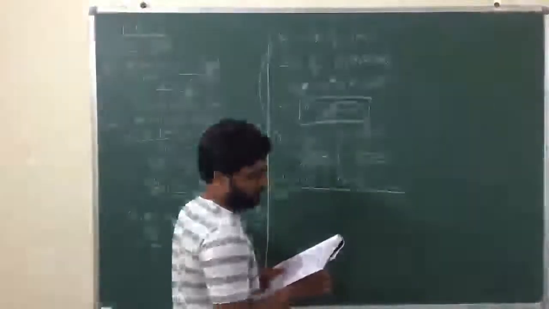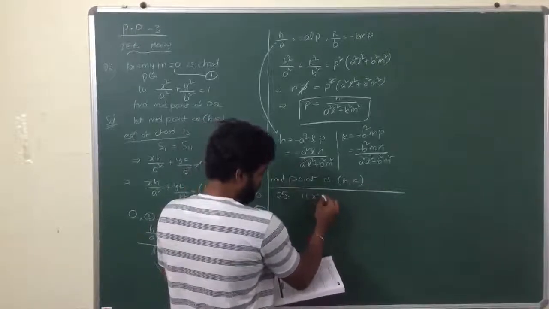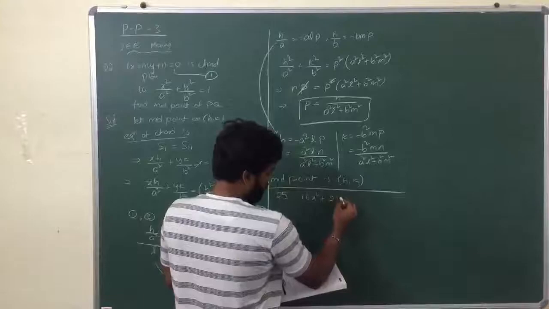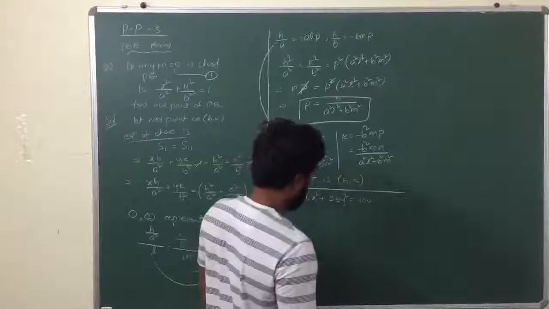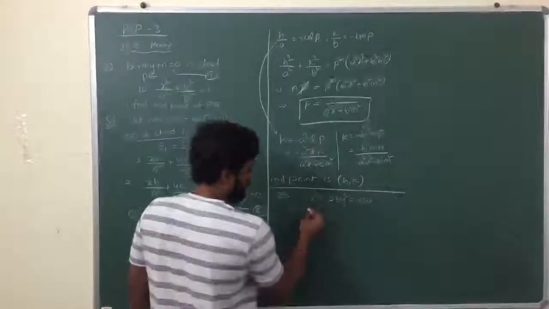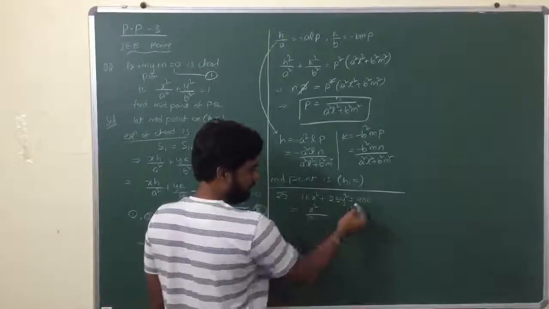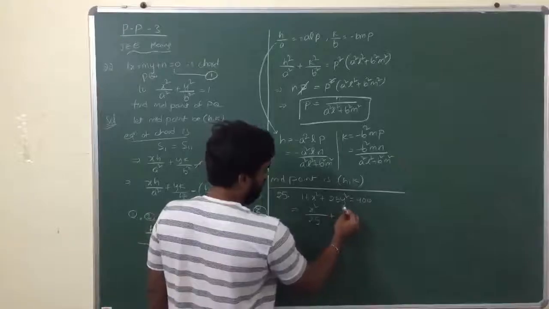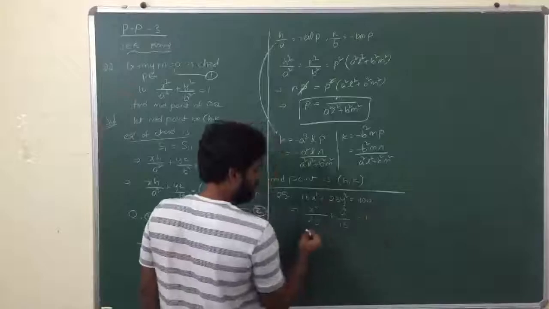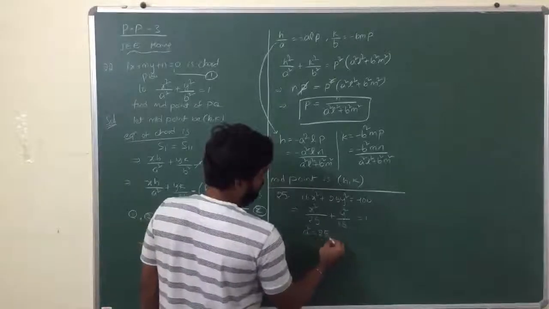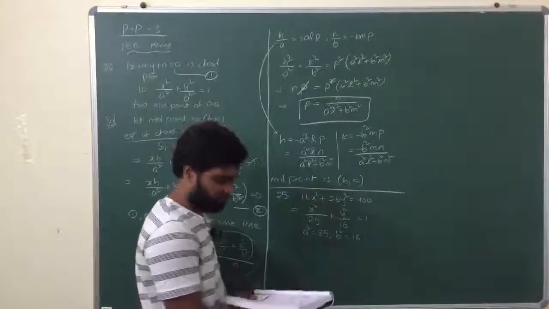S dash are the foci of the ellipse. So ellipse 16x square plus 25y square is equal to 400. So x square by 16 2s are 32, 80, 16 5s are 80 plus y square by 16, is equal to 1. So a square is equal to 25 and b square is equal to 16. So a is 5 and b is 4.